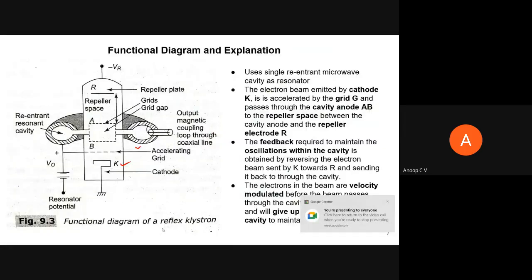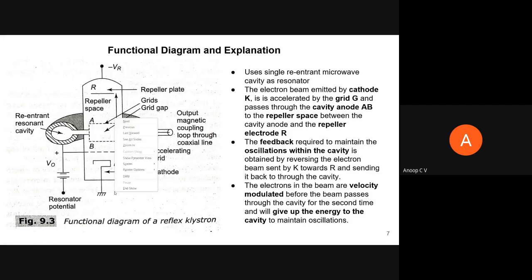So it has a cathode. The cathode will have an electron gun that can produce electron beams. For instance, I'll just take a laser pointer. So this is a cathode. It can produce an electron beam, and that electron beam has to be accelerated towards this. For that we are using an accelerator grid.